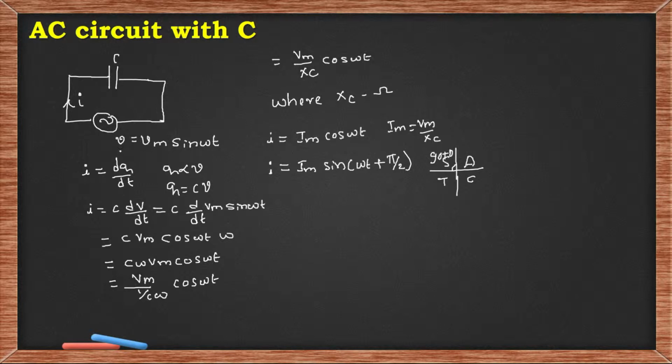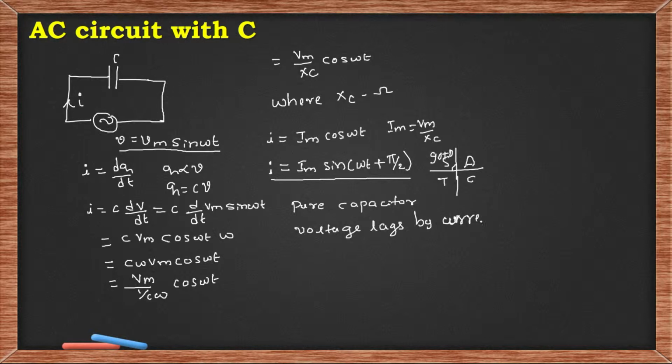Comparing the applied voltage, V is equal to Vm sin omega t and I is equal to Im sin omega t plus pi by 2, we can conclude that in pure capacitor, voltage lags current by 90 degree, or we can say that in pure capacitor current leads voltage, current leads voltage by 90 degree.